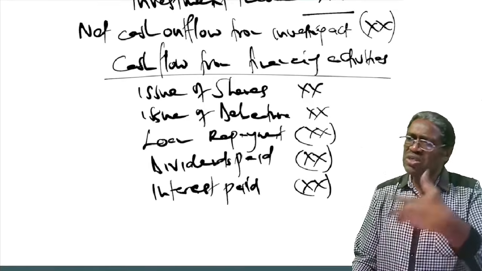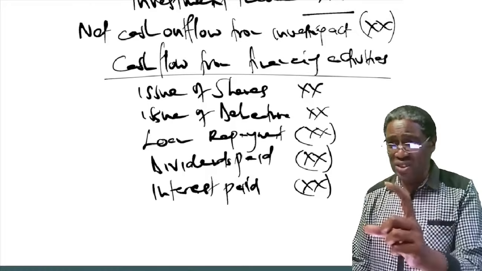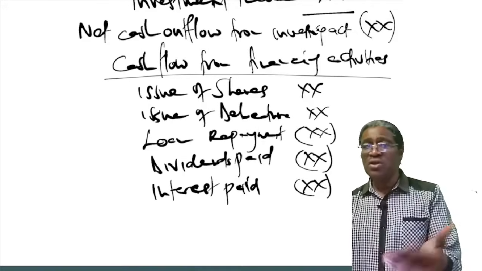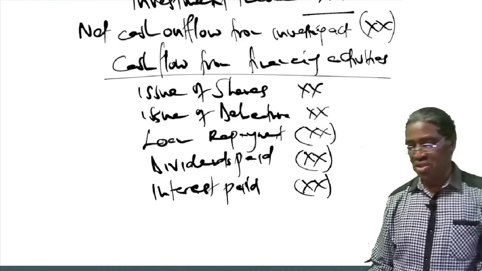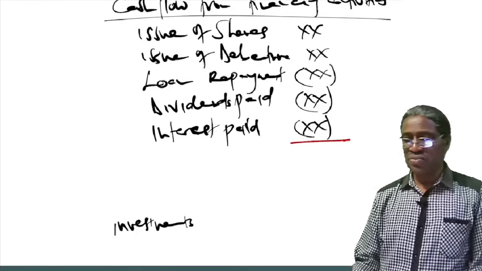Why? Because it's part of the financials. You are paying a return to the financials. The financials could be the loan providers, maybe the bank, or it could be the debenture holders. You are paying them interest. Good. Once you do that, let me assume those are the only ones.